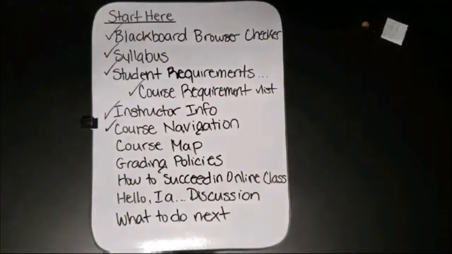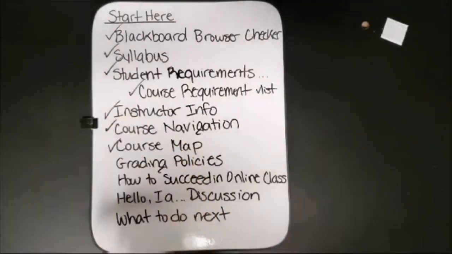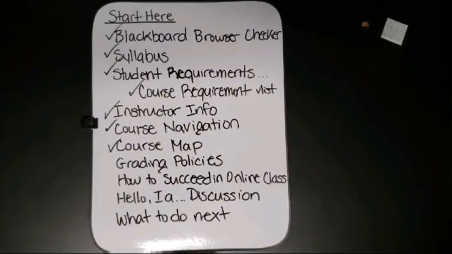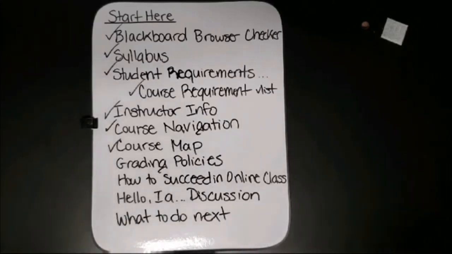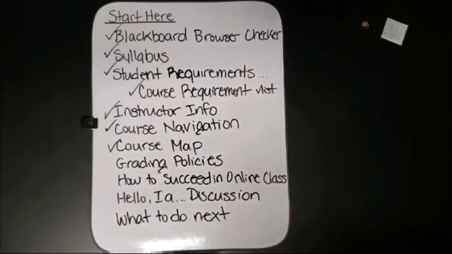The next thing you're going to see is the course map, and the course map is exactly what it sounds like. It's a map of everything we're going to talk about in the class. Next, you have the grading policies, which is basically the same thing that's in the syllabus. It's a list in that part, but in the syllabus, it's a little table telling how much the homeworks, quizzes, tests, and all that will be worth.